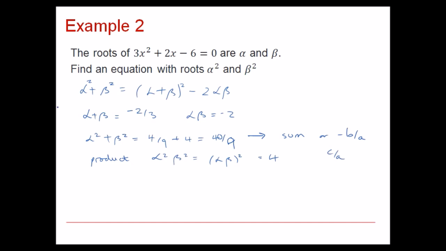Therefore, an equation, if we take a equals 1, will be x squared minus 40 over 9 x plus 4 equals 0. It's probably better to take a as 9 here for neatness, which would give us 9x squared minus 40x plus 36 equals 0.